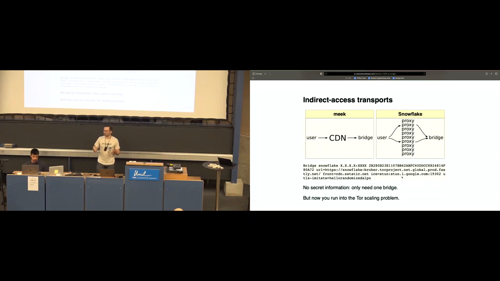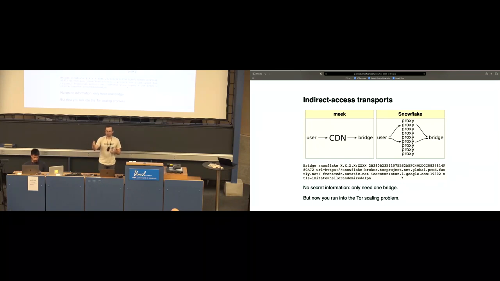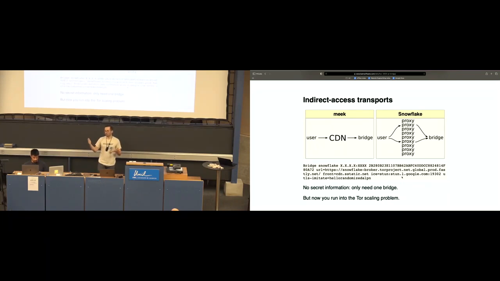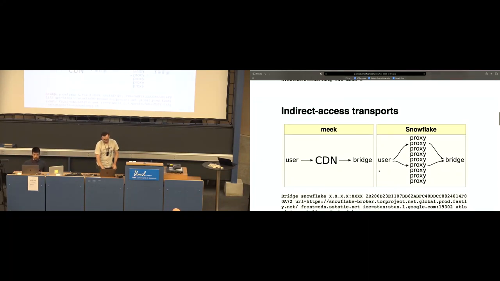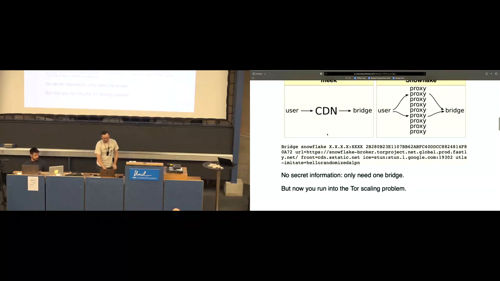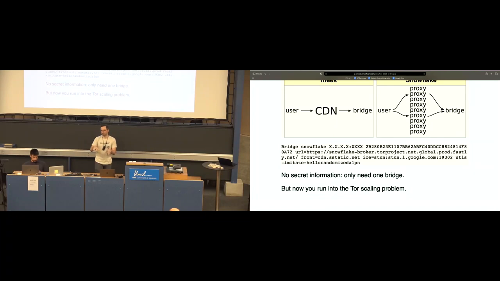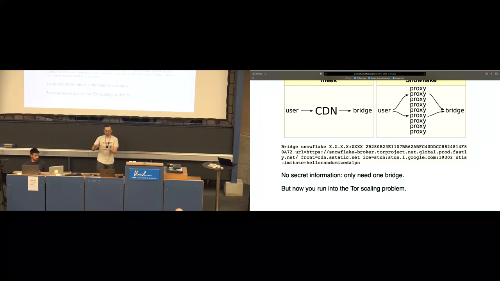In these cases, you actually don't need thousands of bridges. The security system doesn't rely on having numerous bridges. You really only need one bridge, because the indirect access is just going to go to that one bridge. And it's actually much more convenient just to run one bridge. Here's an example of what a Snowflake bridge line looks like. I have replaced the IP address here with X's. In practice, we actually have a real IP address there, but it's one reserved for documentation. And it's there just because it's syntactically required. We don't actually use that IP address for anything.